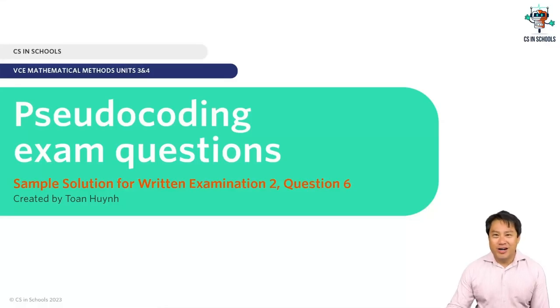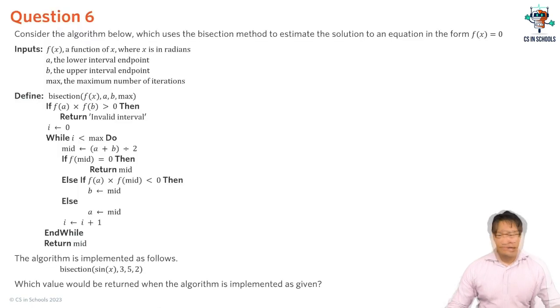Hello everyone, my name is Tuan from CS in Schools, and I'm here to go through the sample solution for Written Examination 2, Question 6 for VCE Mathematical Methods Units 3 and 4, and this is focused on pseudocode. So question 6 is saying, considering the algorithm below, which uses the bisection method to estimate the solution to an equation in the form of f of x is equal to 0, and then they give us the algorithm there. The algorithm is implemented as follows: bisection sine of x, 3, 5, and 2. What value would be returned when the algorithm is implemented as given?